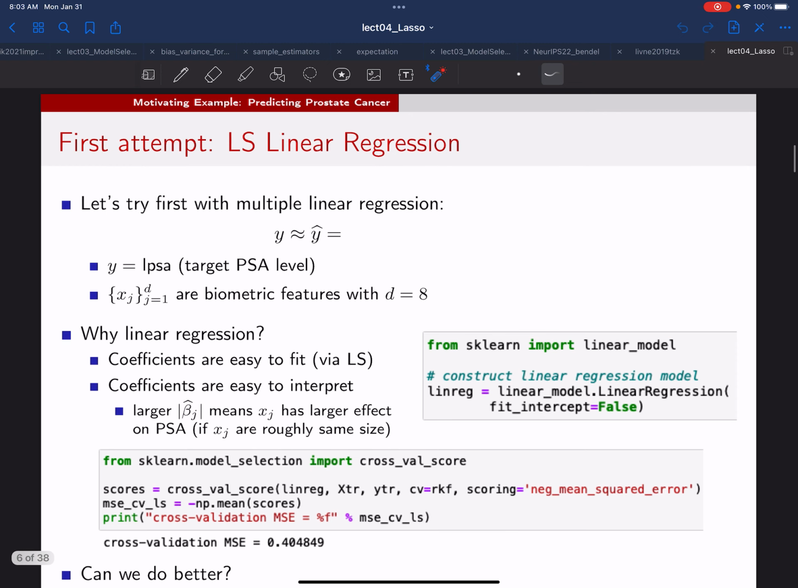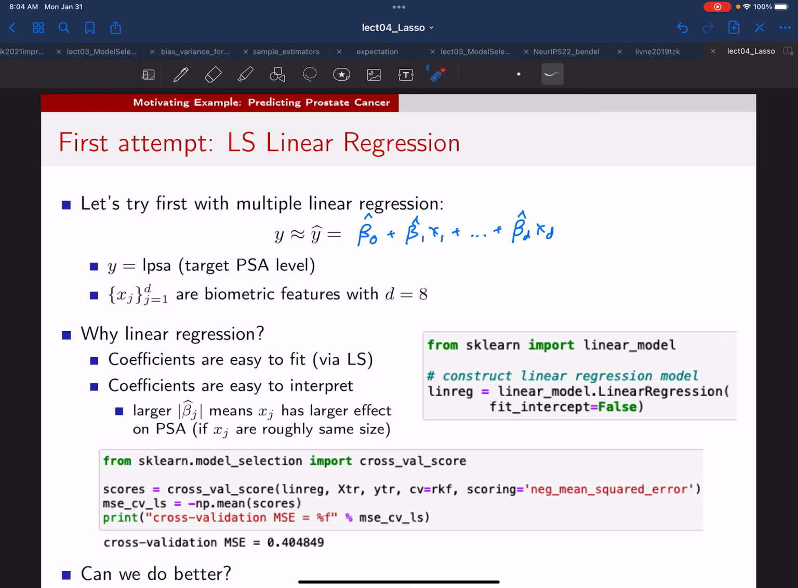So let's start out by trying what we know, which is least squares linear regression. In this case, we say that the targets are approximately equal to the predictions y hat, and the predictions take the form of beta 0 hat plus beta 1 hat x1, and so on, all the way to beta d hat xd. Again, in this example, y is the log PSA, and these x's are biometric features, and we have a total of d of them.